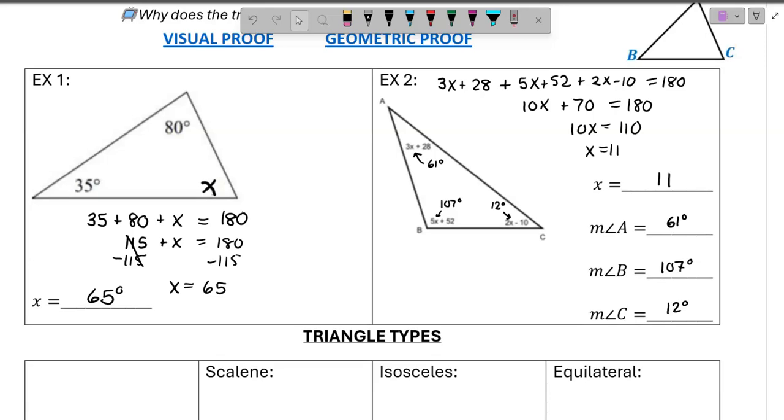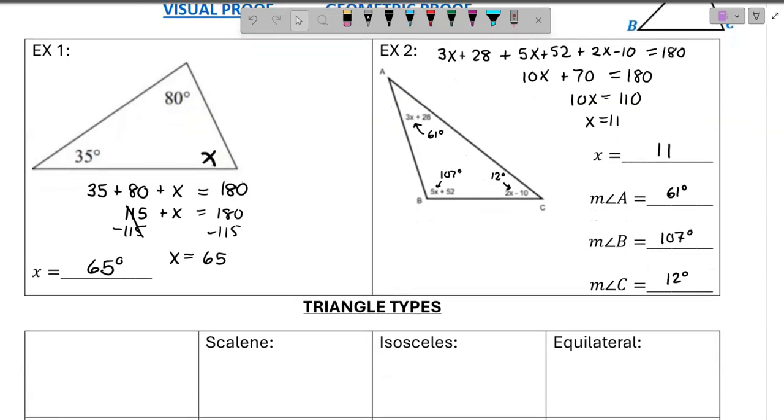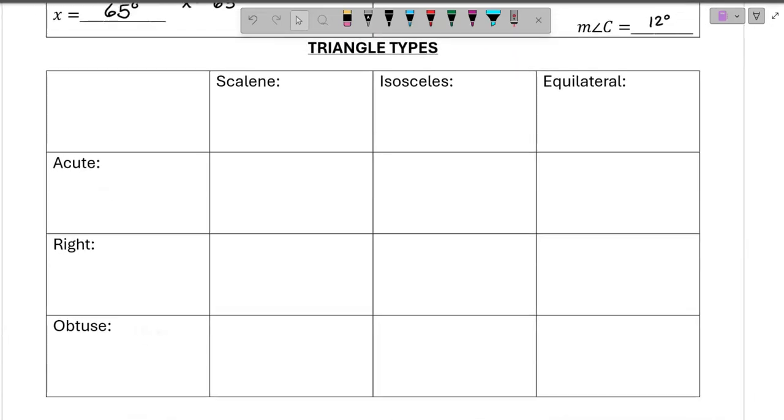This is a three-part lesson. We're going to chunk this into three sections. So let's look at the second part of this lesson, and that is triangle types. Now you again have probably seen these words already. We've already talked about acute, right, and obtuse. Scalene, isosceles, and equilateral are probably words you've heard in the past. So let's jot down their definitions real quick, and then we'll look at the diagram below.